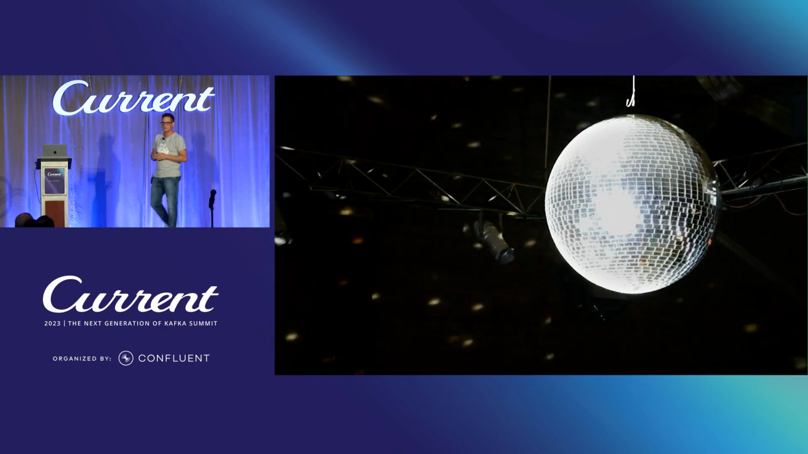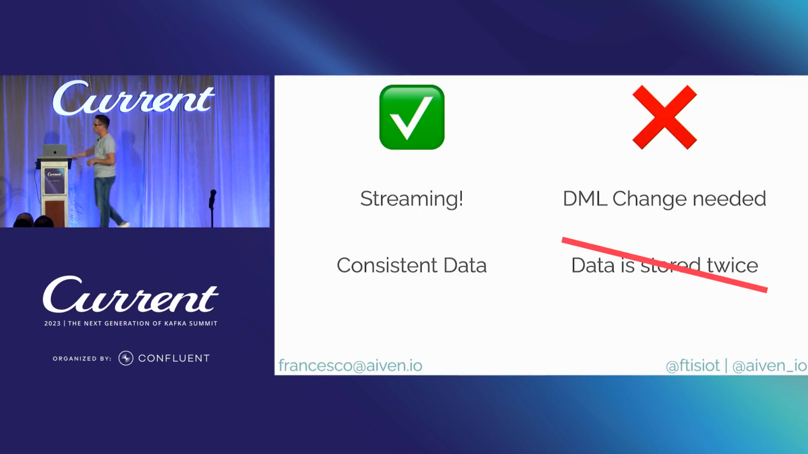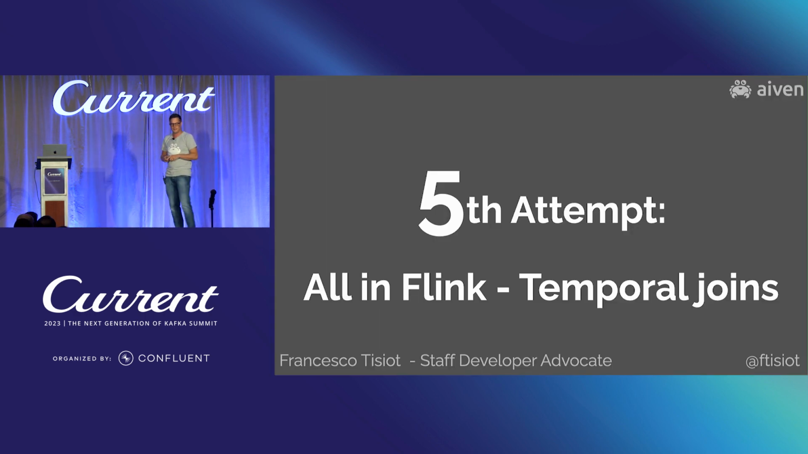So the lights are going. We are almost ready to party because we removed the need of storing the data twice. Yeah, we still have that DML change needed. Can we also remove that need? Well, if we want to remove that need, this means that we have to avoid recreating the consistency in the database, but do that on the Flink side.